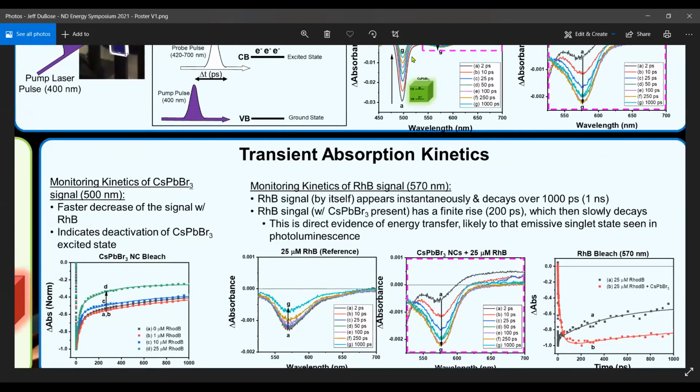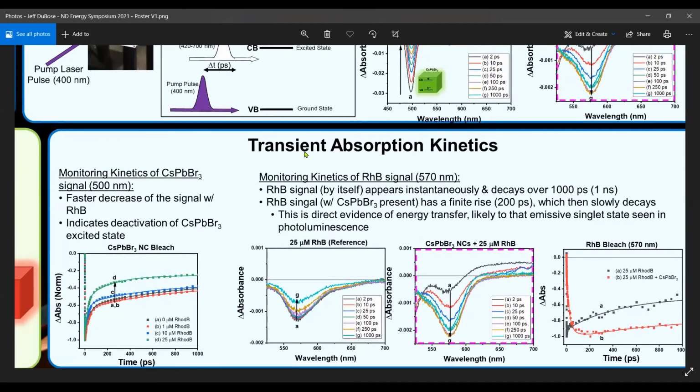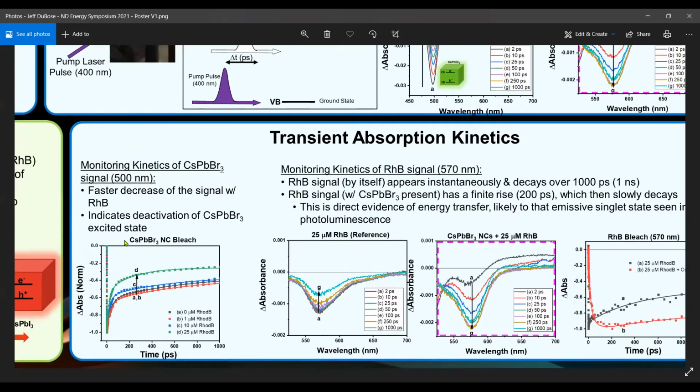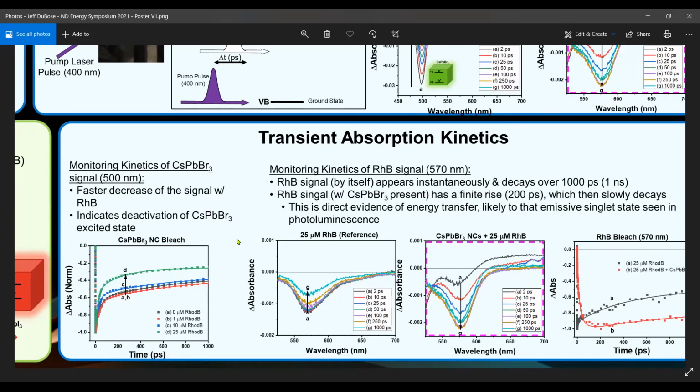If we first look at the signals coming from the cesium lead bromide nanocrystals and their kinetics, we can see that this black and this red trace are for the nanocrystals without any methylviologen, or without any rhodamine B. And as we go on adding more and more rhodamine B, we see a faster decrease of the cesium lead bromide signal. Again, this indicates deactivation of that cesium lead bromide excited state, part of that energy transfer interaction. So that's what's happening with the cesium lead bromide signals.